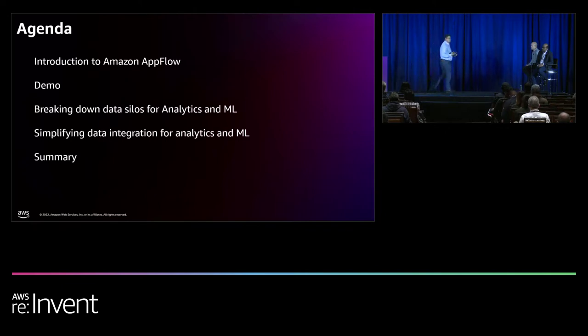We will talk a little bit about why is it important to talk about data silos and how do we extract value out of our data. And then I will pass to Ray, who is the principal product manager of AppFlow, who will share with you some of the amazing work we've been doing the last year and some of the exciting things that we are announcing today. We will then wrap up with a summary. We will open up for a Q&A.